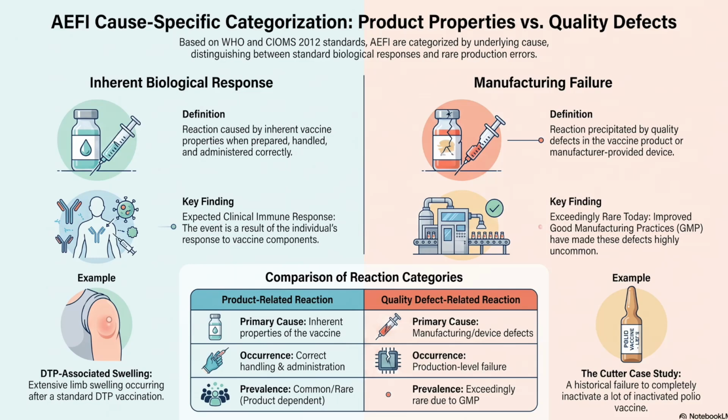The second category is vaccine quality defect-related reaction. These occur because of manufacturing defects or problems with the vaccine product or its delivery device. Fortunately, these events are extremely rare today due to strict good manufacturing practices. A well-known historical example is the Qatar incident involving inadequately inactivated polio vaccine.